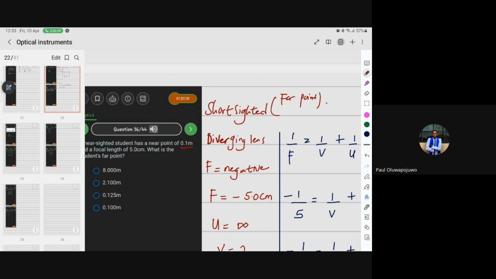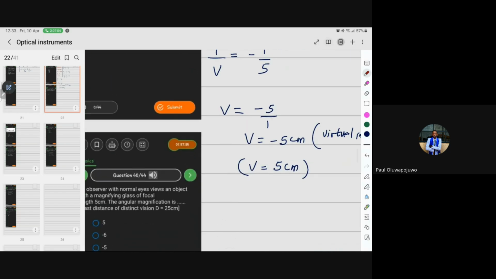Always remember this. So now that said, we cannot run away from it. We still have to convert. So V is equal to 5 over 100, and that will give us 0.05 meter, because the options they gave us are in meter.